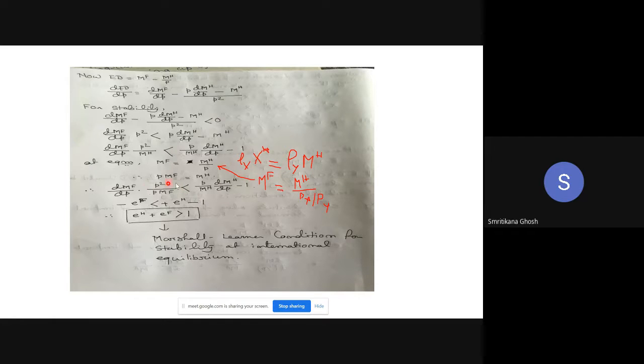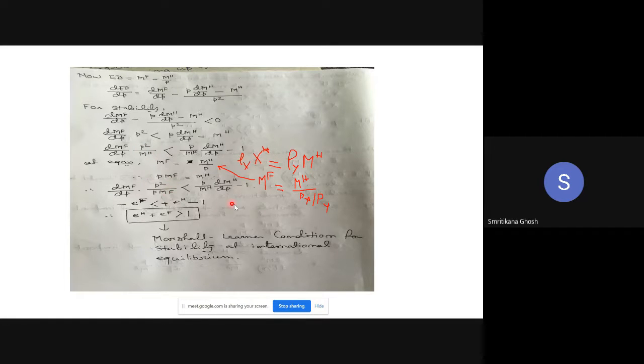Fine. So now we are just writing it in simple. P into MF is equal to MH. So you just put this value P into, look where it is. P into MH, yes. Replace this MH by P into MF. Replace this MH in your left hand side by P into MF.